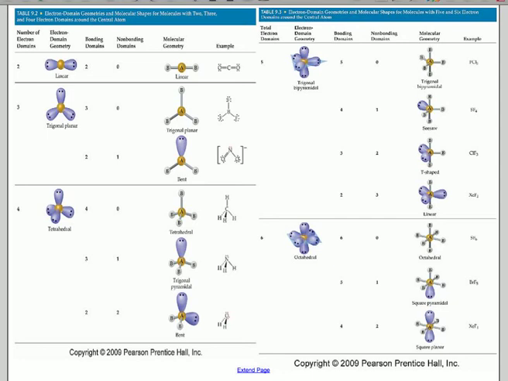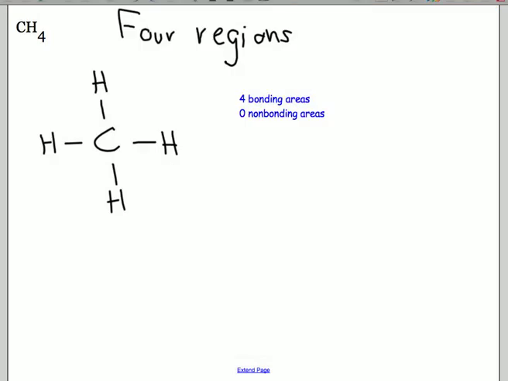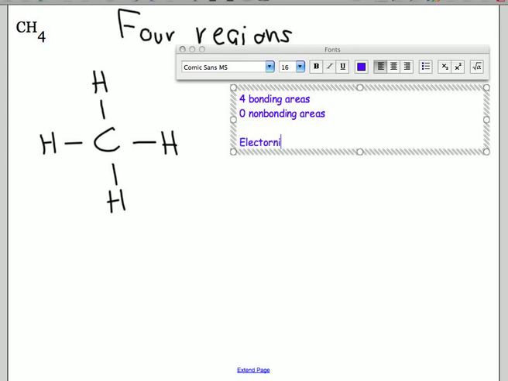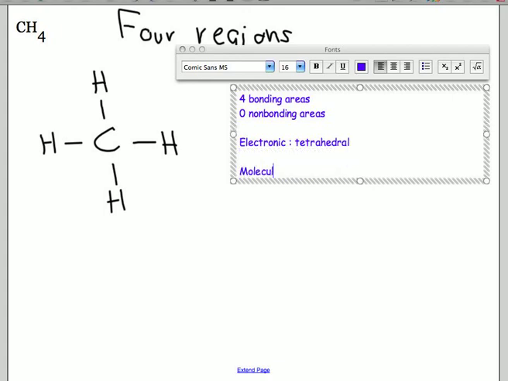You may have heard of it. Sometimes people call it like the lunar lander, because it kind of looks like something that would land on the moon. And that means we are electronic of tetrahedral and molecular of tetrahedral.